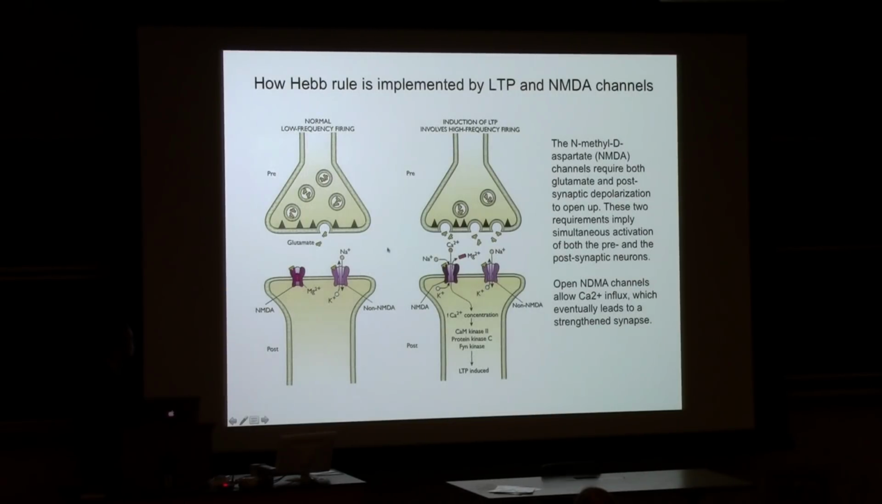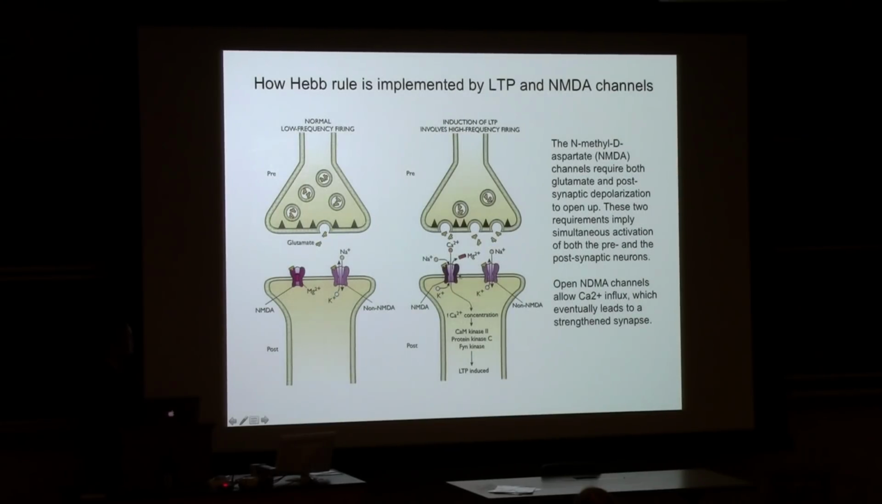What does this mean? Glutamate means, okay, this is the pre, this is the post, the signal goes from up to down here. The release of glutamate means the presynaptic cell must be activated, and then it releases glutamate. That's one condition: the presynaptic cell has to be activated. The depolarization means the postsynaptic cell must be activated as well. If it has to be depolarized, that means this cell has to be activated, maybe not just from this, but also from other channels at the same time.